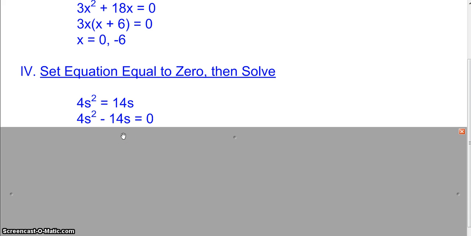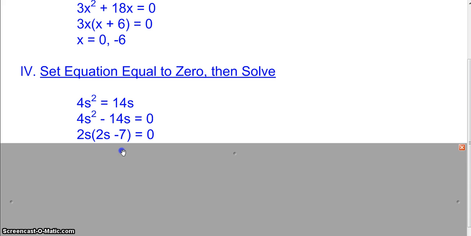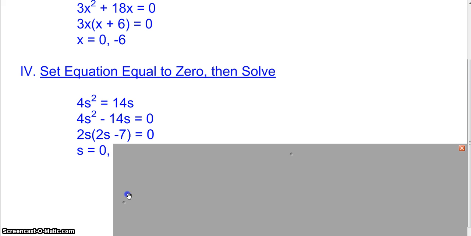7. So we have 2s times, can you say it? 2s times 2s minus 7. There it is. So we now have our factored equation. And we have, again, how many factors here? 3. 3 total factors. Good. We have 2 times s times 2s minus 7. So what would one of our solutions be? 0. S equals 0. Good. That's the first one, right?